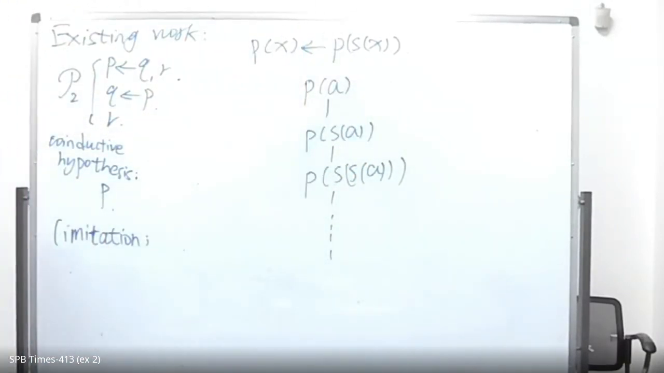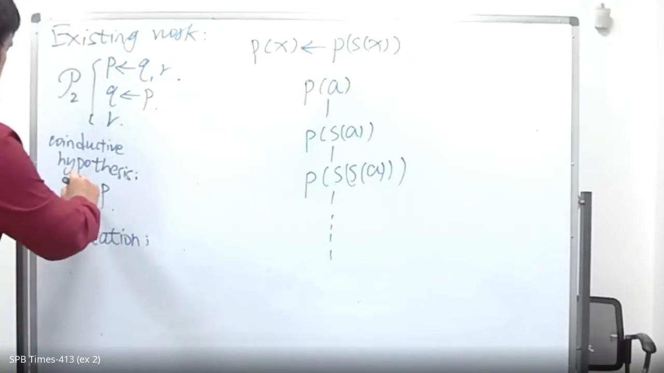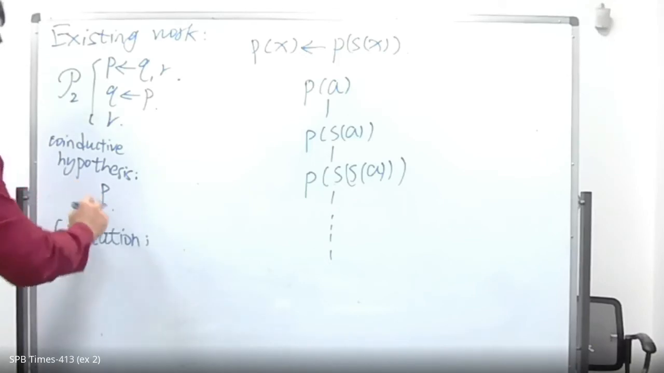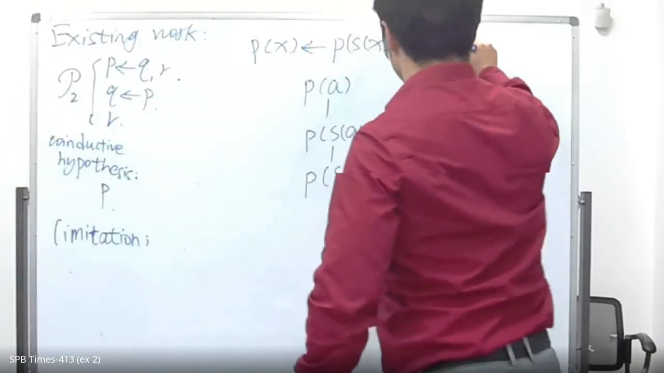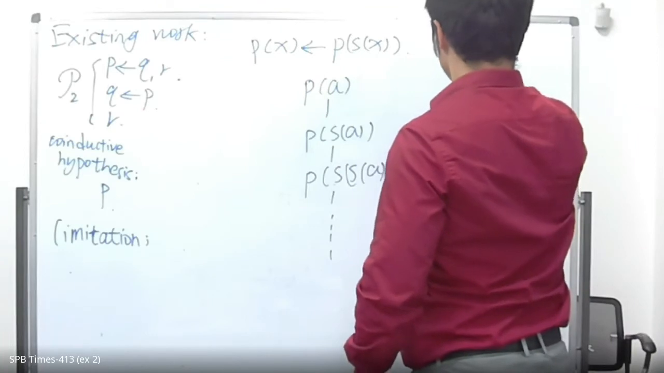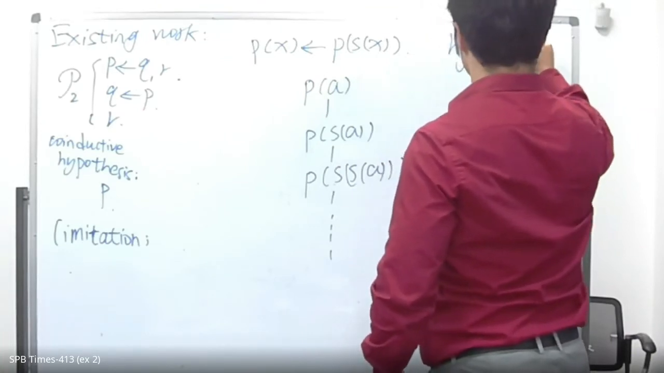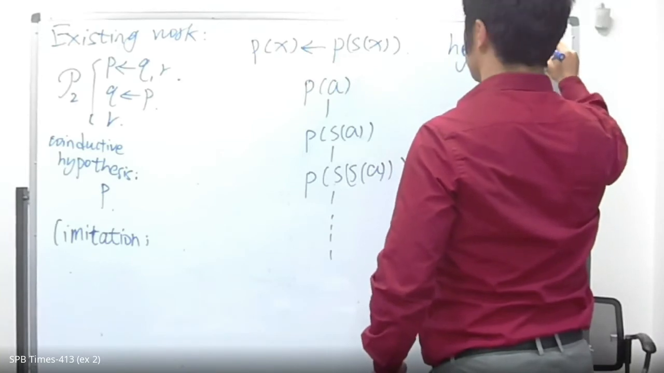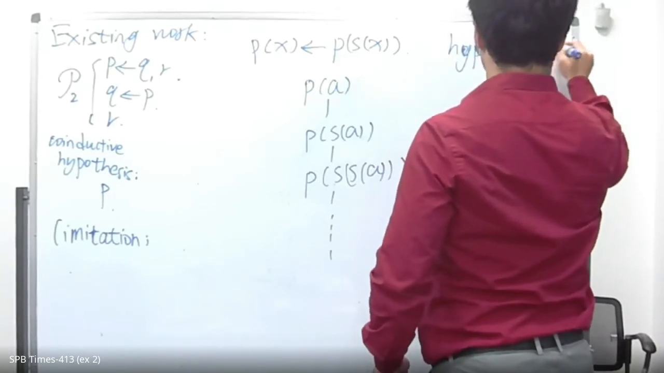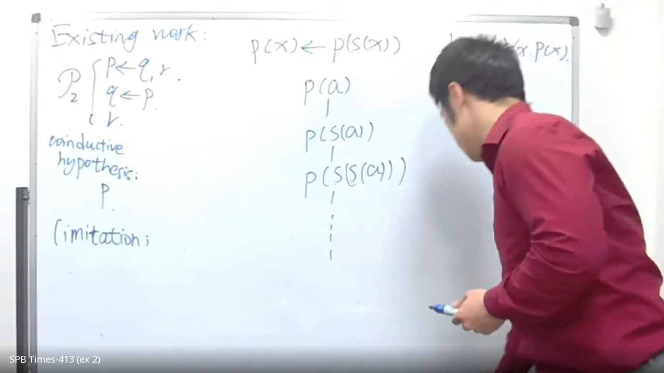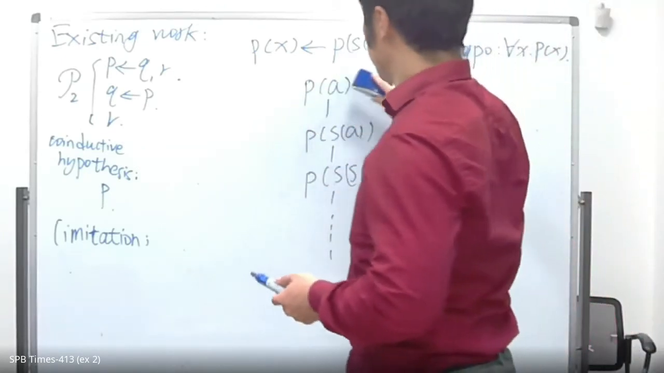And the solution is we have to make the coinductive hypothesis more general. In our case, the coinductive hypothesis should be for all x, Tx. And we follow the same rule.